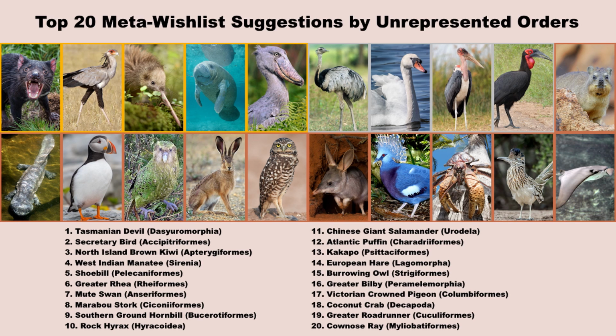Next we've got the Greater Rhea, the Mute Swan, the Marabou Stork and the Southern Ground Hornbill. So Rhea, I think it makes sense to have it. Again, if we're very limited on what we can have, I would be happy to leave that one out for something a bit more different, but it is still representing something we've not got from the order.